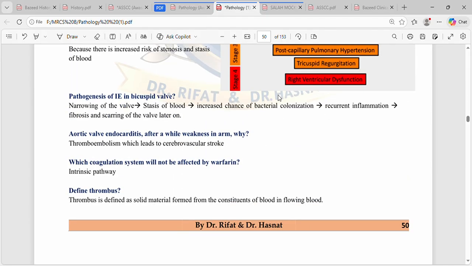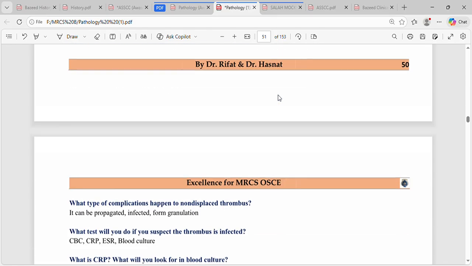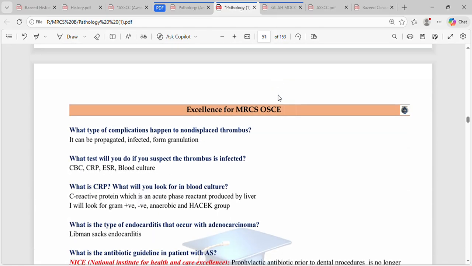Okay, so remember that thrombus is always formed of the platelets and the fibrin threads. On the contrary, clot is only formed of fibrin. In clot, there is no platelets. So this is the difference between clot and thrombus.